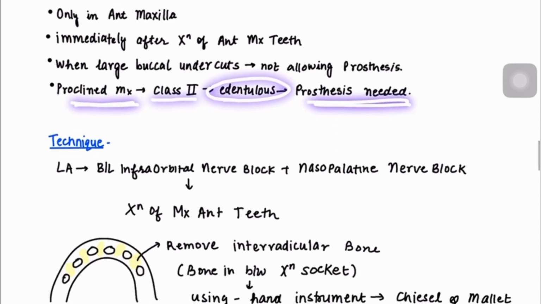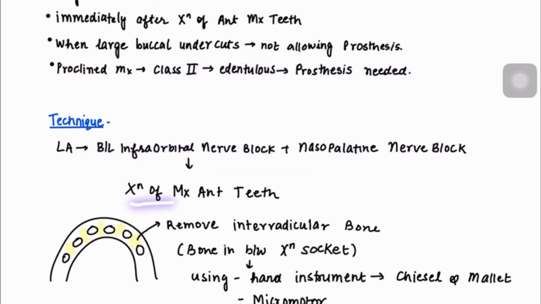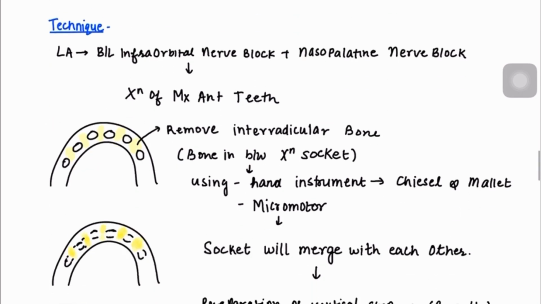So the technique in this: local anesthesia is given, that is bilateral infraorbital nerve block and nasopalatine nerve block. Then extraction of the maxillary anterior teeth is done. After this, the removal of interradicular bone, this is the socket, and in between the sockets, the interradicular bone is removed. It can be done using hand instruments, that is chisel and mallet, or by a micromotor.